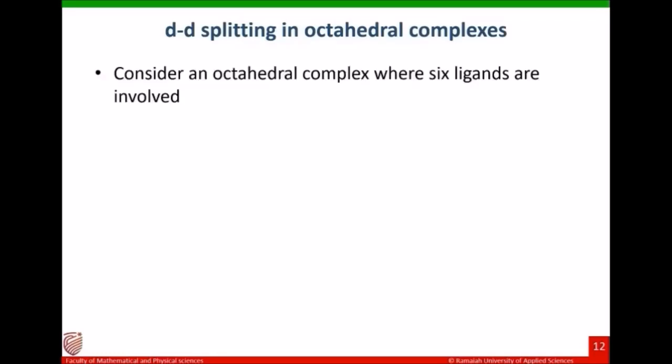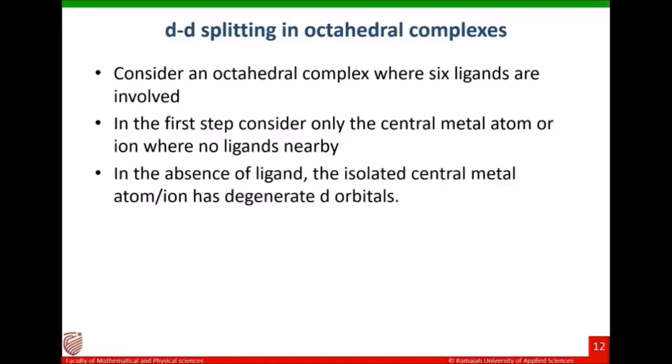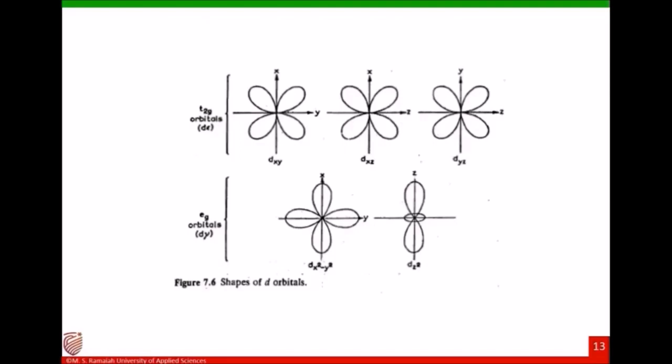Now we can link this trip to Goa situation with the d-d splitting in octahedral complexes. In the first step, consider only the central metal atom or ion where no ligands are nearby. In the absence of ligands, the isolated central metal atom or ion has degenerate d orbitals. All d orbitals have the same energy at this point.